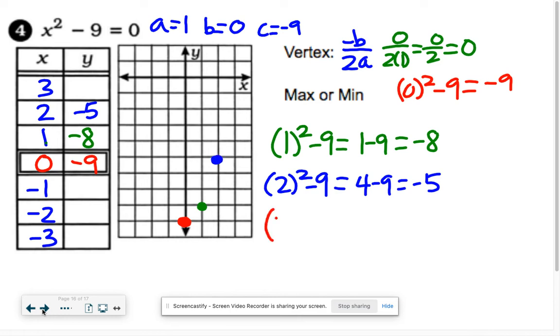Now let's plug in 3. 3 squared is 9. 9 minus 9 is a big old goose egg, 0. So go over 3 and then down 0, so just right there.